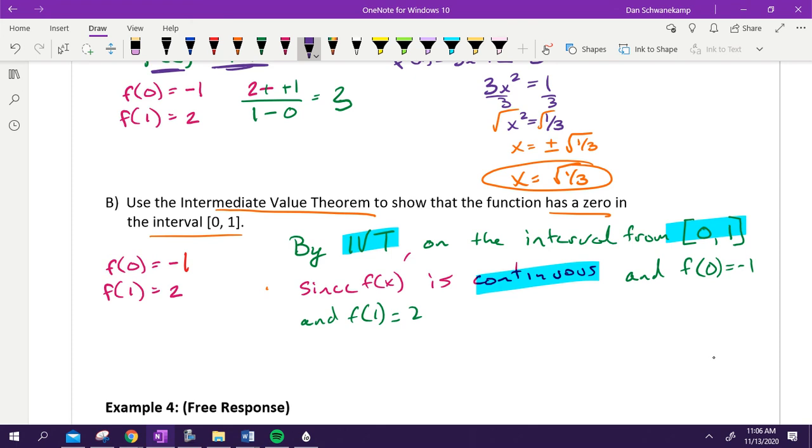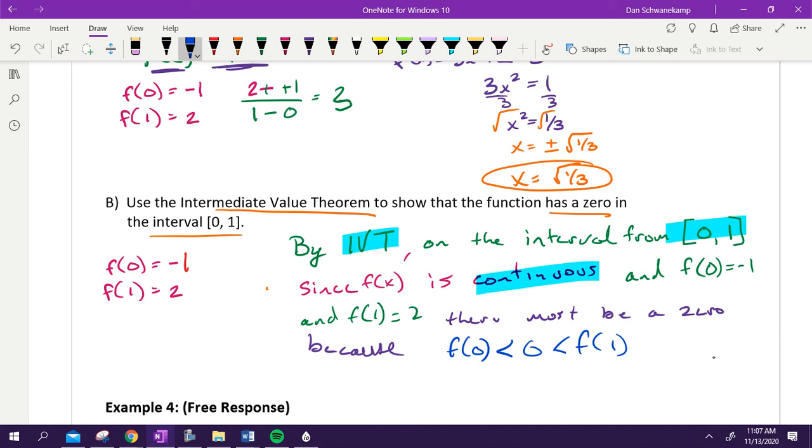Then we can just wrap this thing up. Okay. There must be a 0 because, and we're just stating the endpoints, f of 0 is less than 0 is less than f of 1. So we said IVT, the interval, continuous. We talked about what the endpoints actually were. And then we said that 0 falls in between them. Oh, super ugly. That was the worst constructed one ever, but we're getting full credit because I got all 5 elements of it in there.